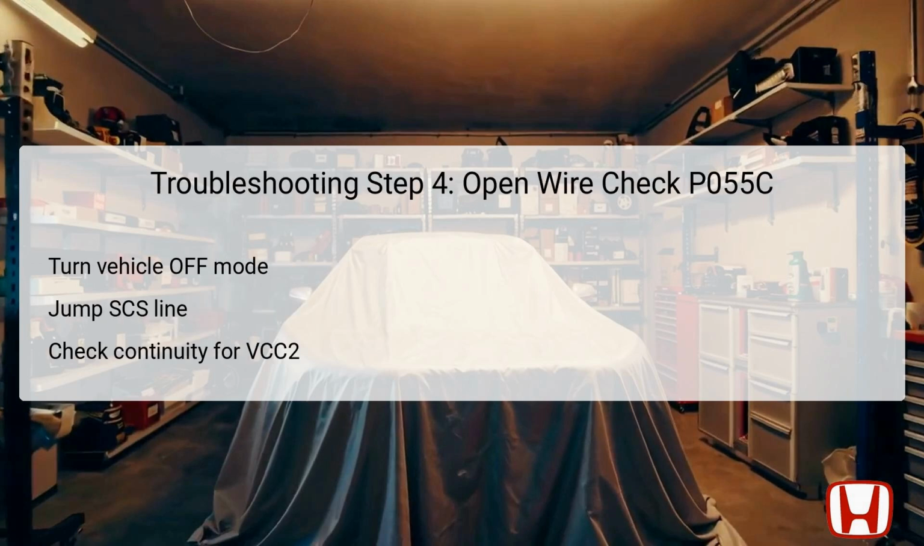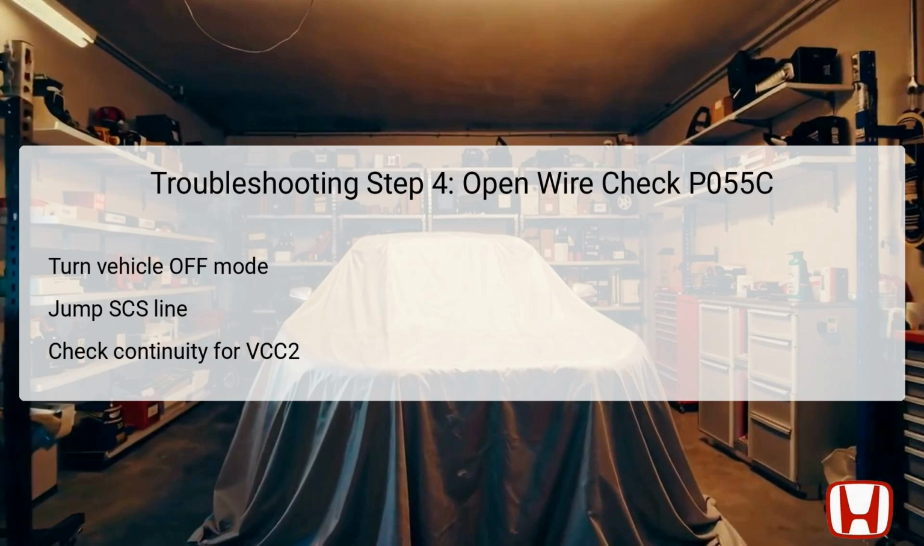For this troubleshooting step, ensure that the vehicle is turned to the off mode and that you jump the SCS line using the HDS, waiting over 1 minute for an accurate reading. You will then disconnect the PCM connector E, ADP, before checking continuity between specified test points, which are the terminal number 3 of the rocker arm oil pressure sensor 3P connector and number 77 of the PCM connector. This step aims to ensure that the VCC2 wire, which carries voltage signals, is intact.